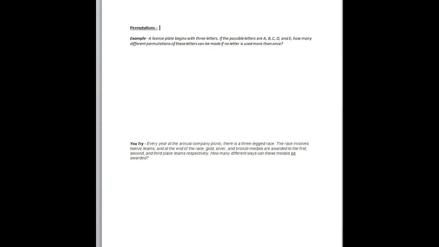So permutations is very similar to combinations, except that it is when we do care about order. Combinations is when we don't care about order, okay? So the formula is slightly different. It's slightly less cumbersome. And so I'm going to go ahead and write the formula here as we do our first example, okay?